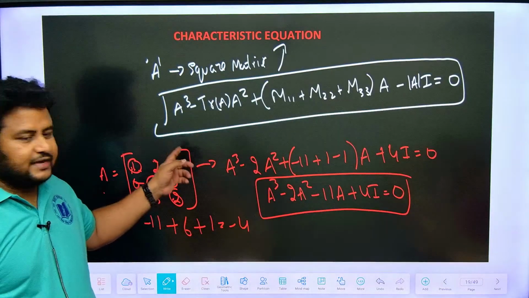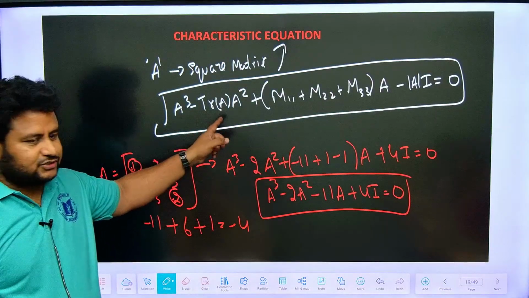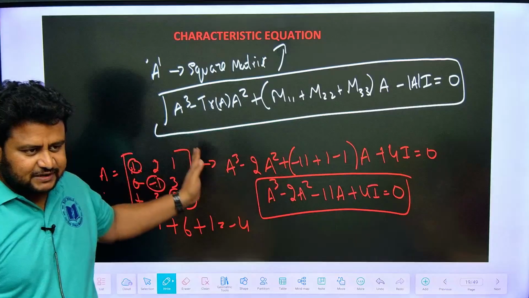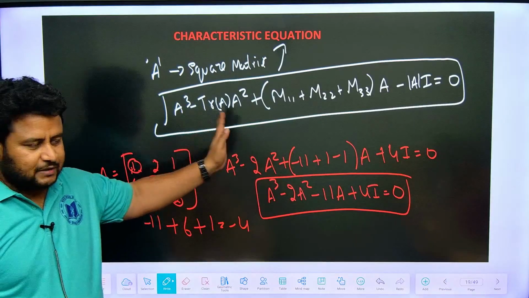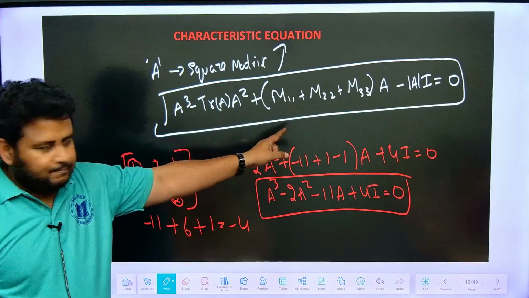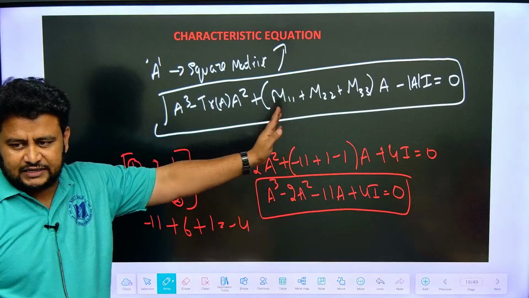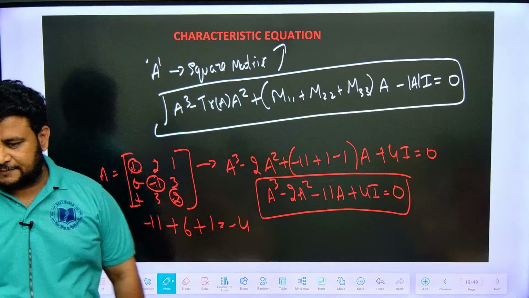So a cube minus trace of A into a square plus m11, m22, m33, the diagonal elements' minors, into a minus determinant of A into I, that is equal to 0. Okay, clear?